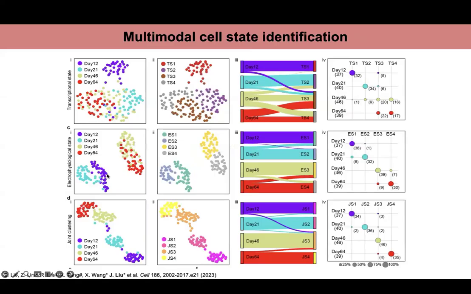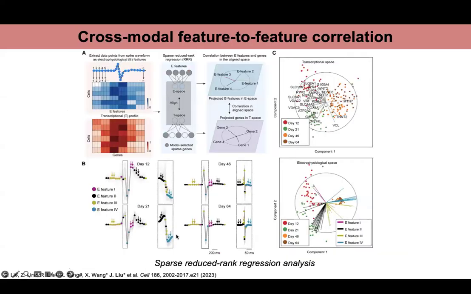If we just use the electrophysiology to define the cell state, they can be separated into two big clusters, but within a cluster, you cannot easily separate them. But if we combine both the gene expression and the electrophysiology together, we can immediately separate the cells into very distinguishable cell states that correspond well with their real development stage. And then this kind of paired measurement also enables us to look at the correlation between different modalities.